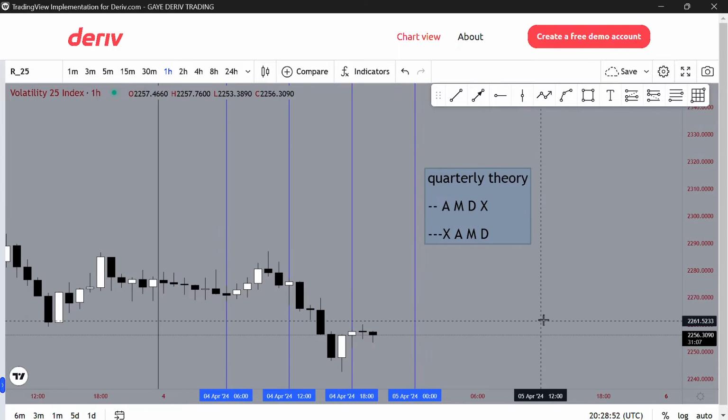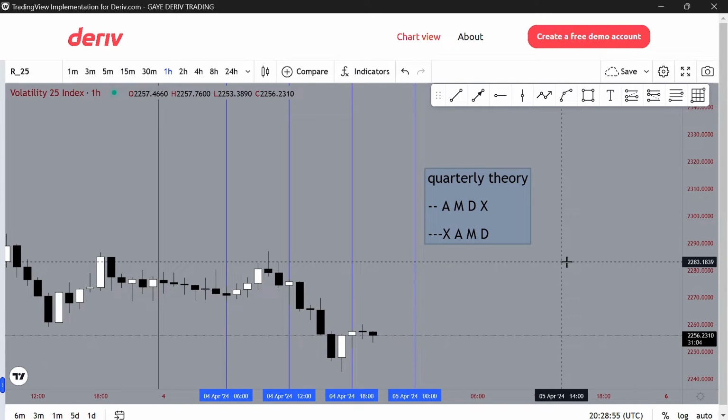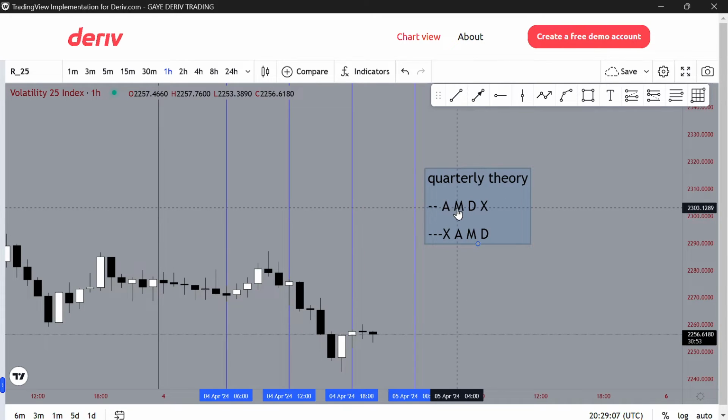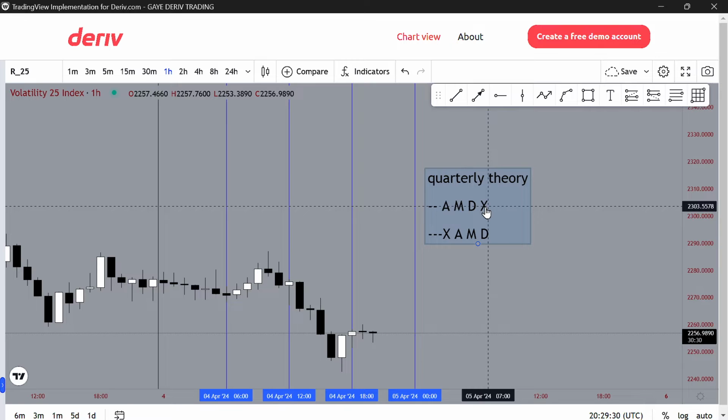All right, so the daily candle is going to be either an AMDX or an XAMD. Now AMDX means accumulation, manipulation, distribution, and then the X can be either a continuation or a reversal. So the first quarter can be an accumulation, the second quarter a manipulation, the third quarter a distribution, and then the last quarter can be what? Continuation or reversal. So X.